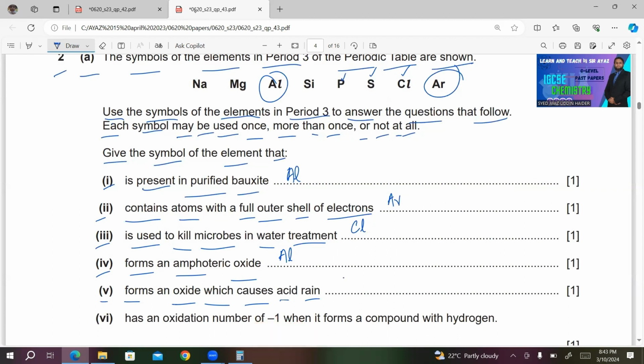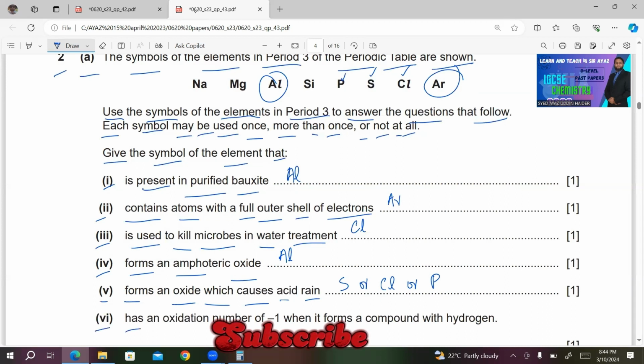So you have S as the correct answer, but you can write Cl or P also, because if the oxides of chlorine or phosphorus are released in the environment, they will also cause acid rain, as these oxides are acidic.